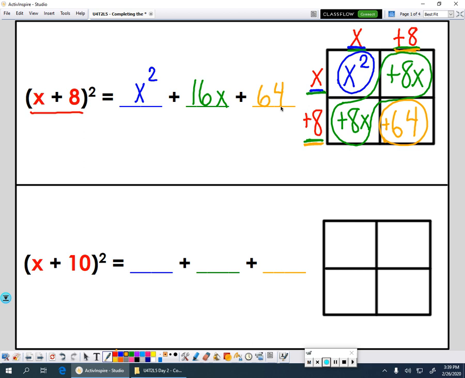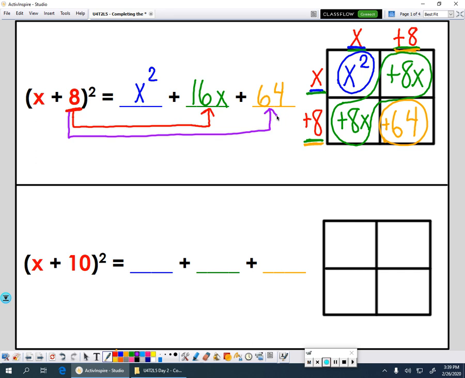Now, there are some patterns I want to make you aware of, and I'm going to do that right now before we get too far into this. Here's what I want you to notice. This value in our problem, this 8, is related to two numbers in our answer. This 8 is related to my middle term, which is a 16, but it's also related to this last term, that's a 64. Okay? 8 is half of 16. I want you to think about that.